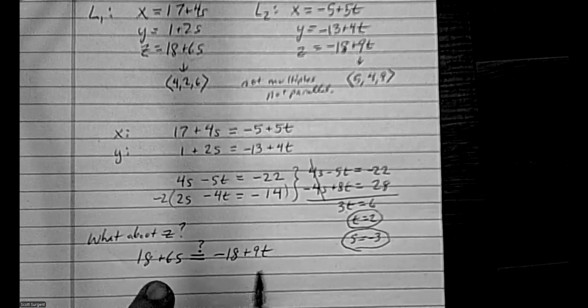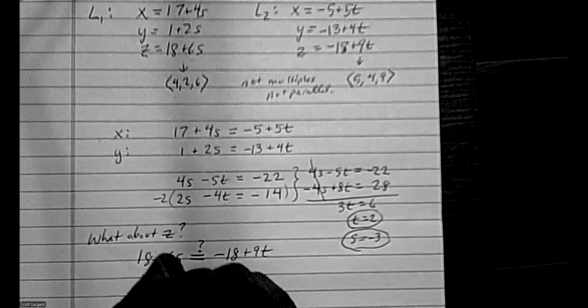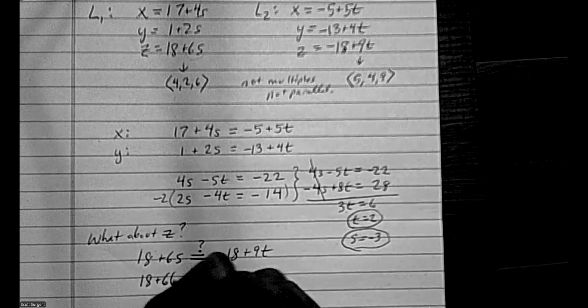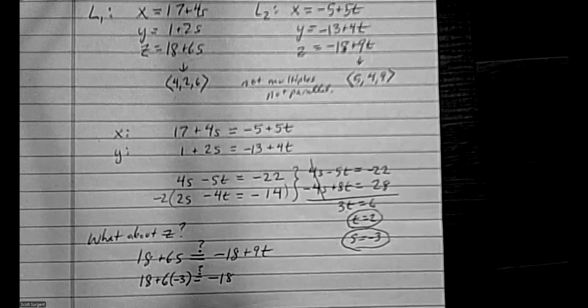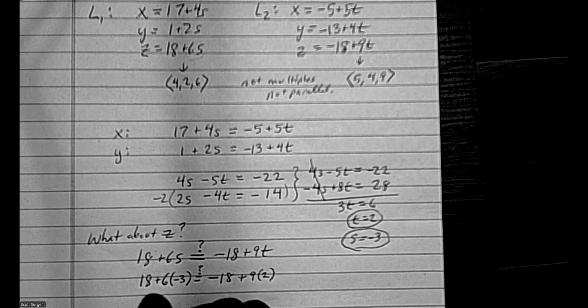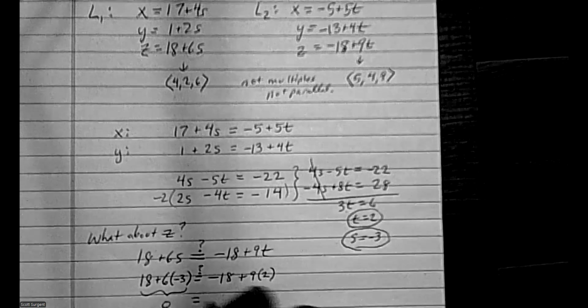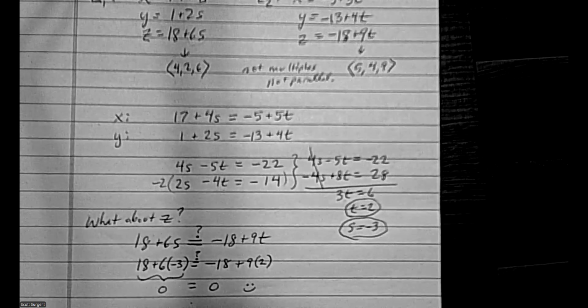Anyway, what I'm going to do is plug in what I got for s and t. So s was negative 3, and t was 2. And it's looking like it's going to work. I get 0 here and I get 0 here. And gosh darn it, it looks like it works. All right, well, it worked.